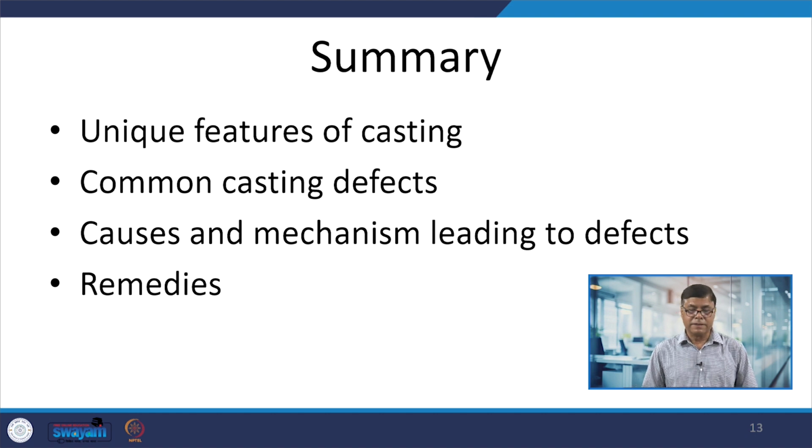Okay. So, let us summarize this lecture. In this lecture, particularly, I have talked about the unique features offered by casting, the common casting defects which usually lead to the failure of castings during service, the causes and mechanisms leading to the variety of defects, and what can be done to overcome the issues related to casting defects.